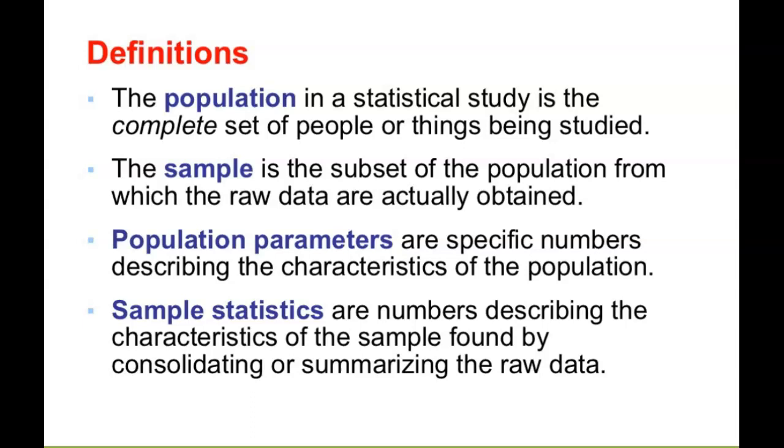But since we often can't calculate the true parameter, instead we use a sample statistic. So we round up a sample, we make our computation based on that sample, and we use that as our best estimate of the population parameter. So a statistic estimates a parameter.